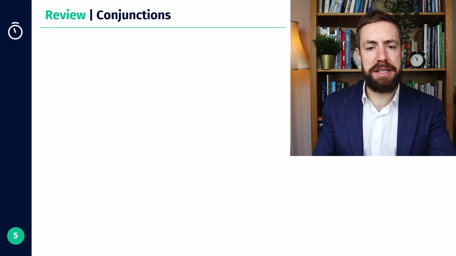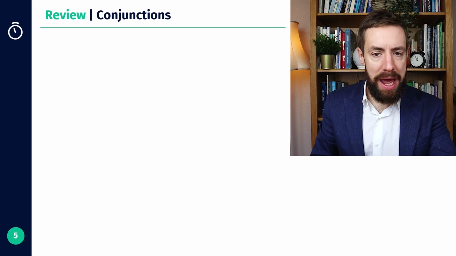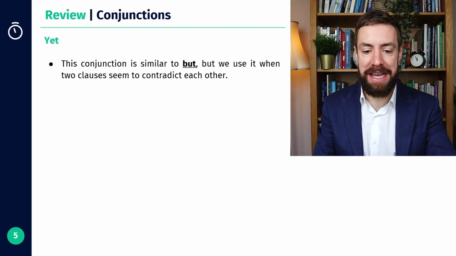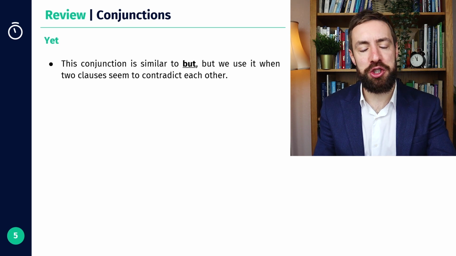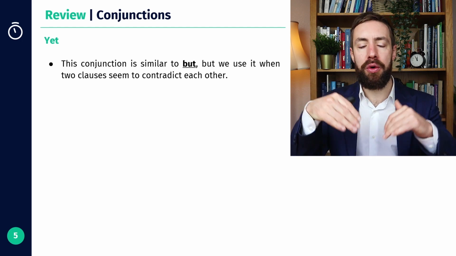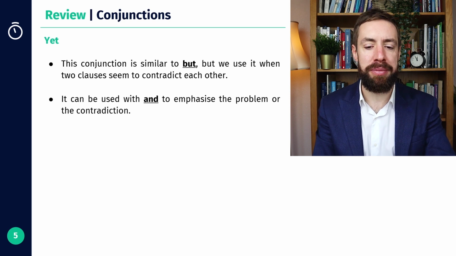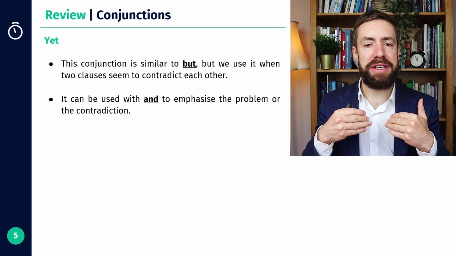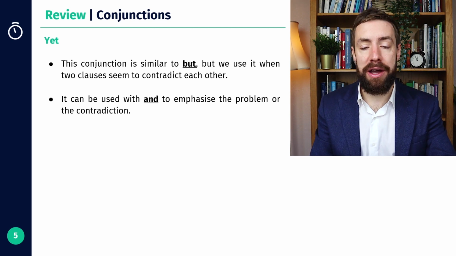Now, a word that many people use or at least know about, but don't always use in the right way or feel confident using, is "yet." So let's take a look at "yet." So it's similar to "but." We use it when two clauses contradict each other. So it's like, there's no logic between these two parts of the sentence. That'll be clear with an example. And we can use it with "and." We say "and yet" when we want to give some emphasis. We really want to focus on that problem or that contradiction.